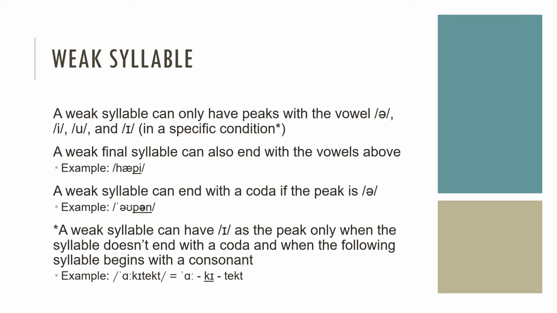A weak syllable can have i as the peak only when the syllable doesn't end with a coda and when the following syllable begins with a consonant. For example, in the word architect. The second syllable, ki, is a weak syllable, even though it has i as its peak, because it has zero coda and the following syllable begins with a consonant.